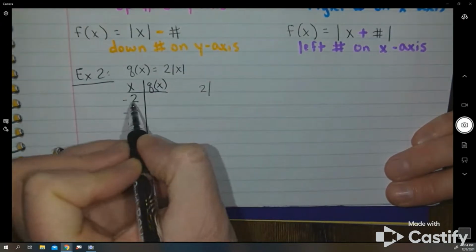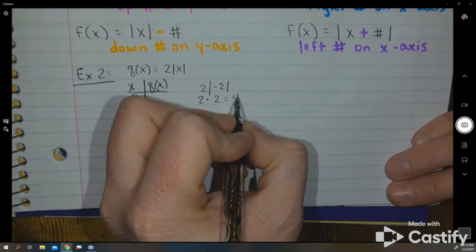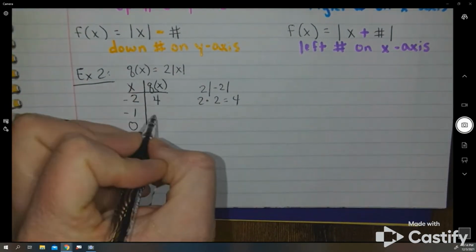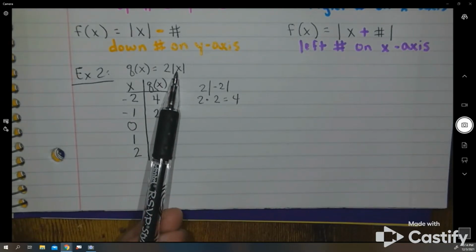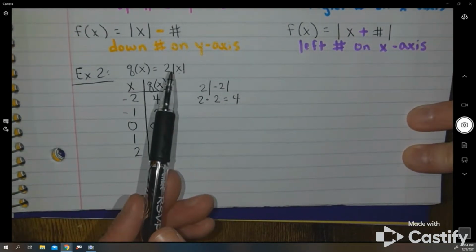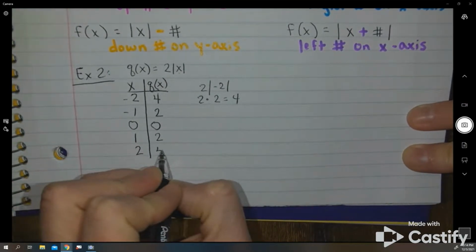So we have 2 times the absolute value of -2. Well, the absolute value of -2 is 2. So it's basically 2 times 2, which is 4. The absolute value of -1 is 1. 1 times 2 is 2. Absolute value of 0 is 0. 0 times 2 is 0. Absolute value of 1 is 1. 1 times 2 is 2. Absolute value of 2 is 2. 2 times 2 is 4.